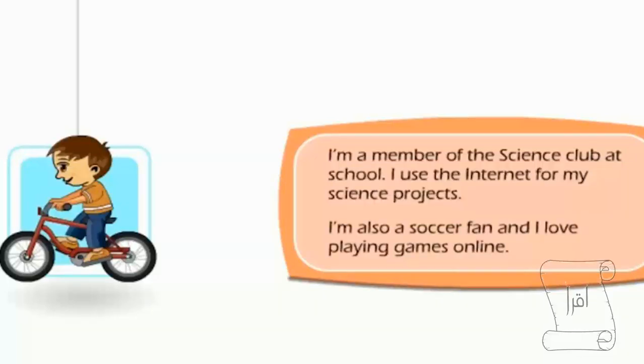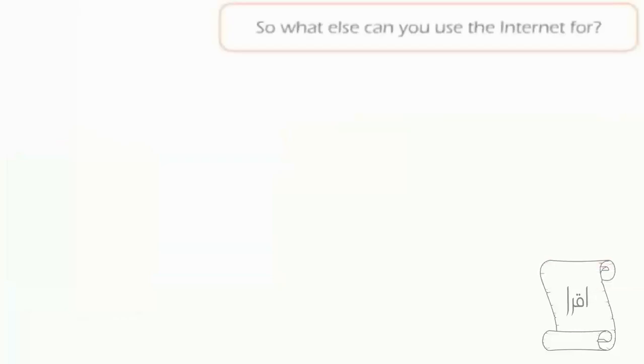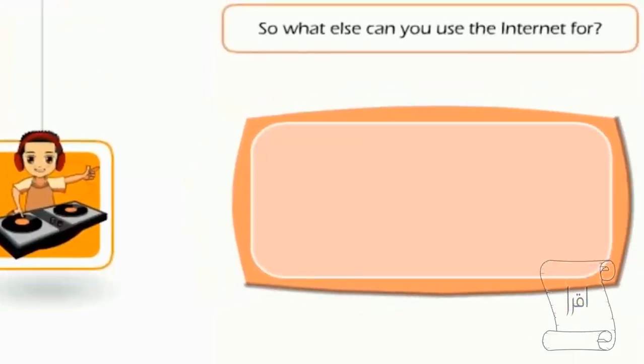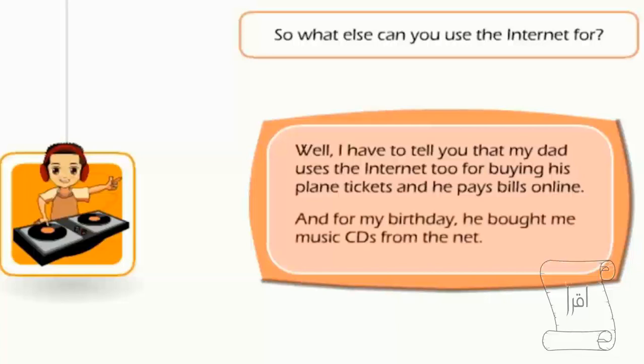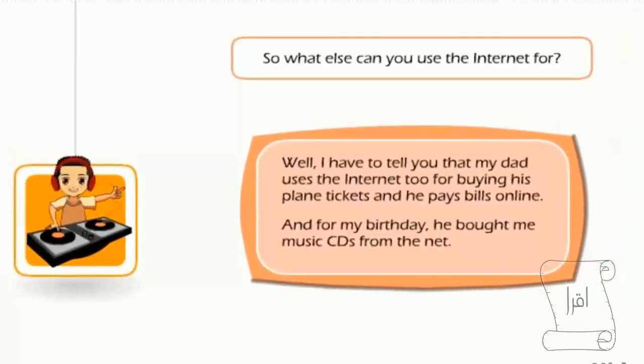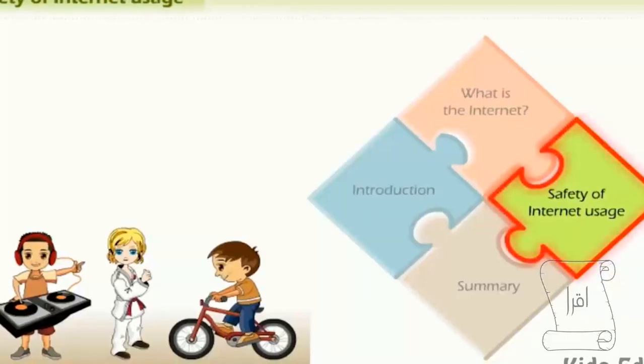Is there anything else we can do on the internet? Well, I have to tell you that my dad uses the internet too for buying his plane tickets, and he pays bills online. And for my birthday, he bought me music CDs from the net. That's great! By now, all of you know what you can do over the internet. But you also need to know if you are safe while using the internet. Why don't you click on the next button to see what John, Katie, and Tony have to say?